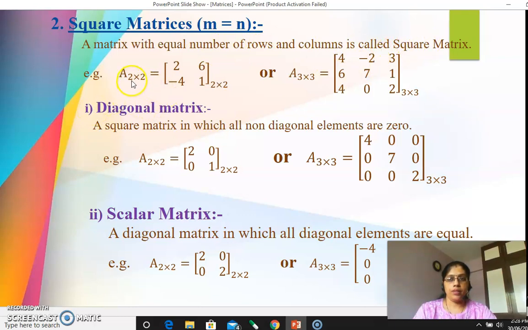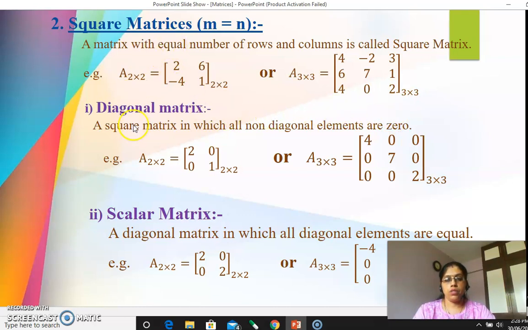For example, we can consider a matrix of order 2 by 2. 1 by 1 also you can consider. But I have considered the 2 by 2 and 3 by 3 matrix here. 2 rows, 3 columns. 3 rows and 3 columns. When the number of rows and columns are equal, the matrix is called a square matrix.